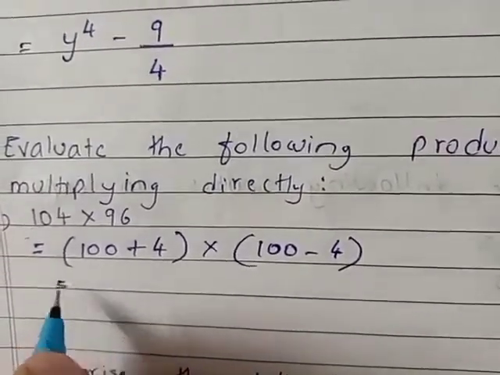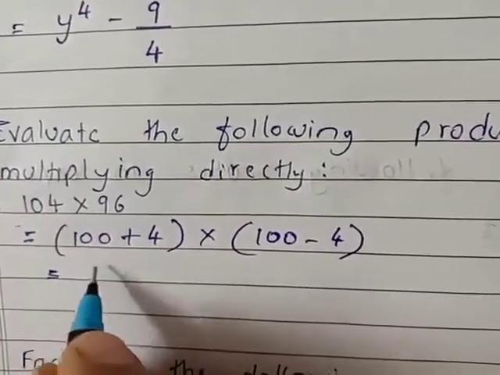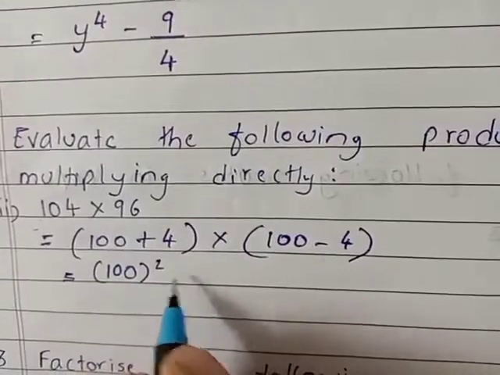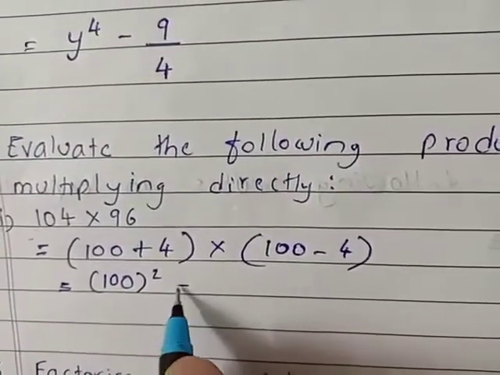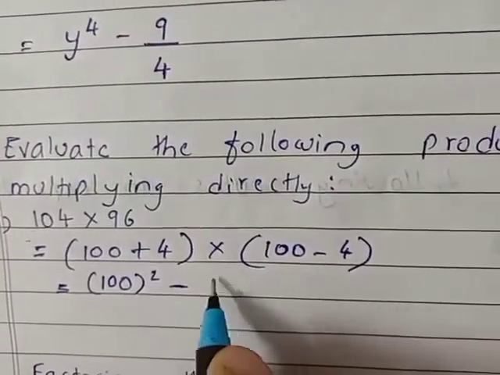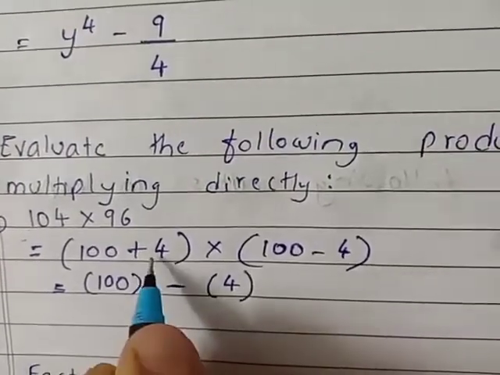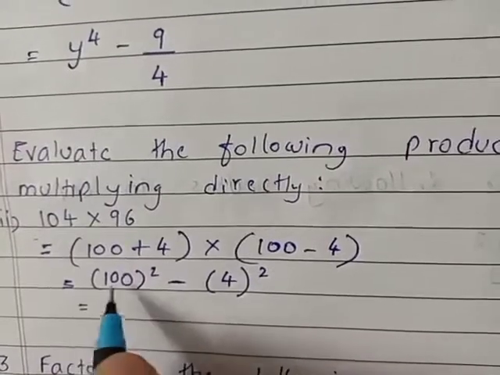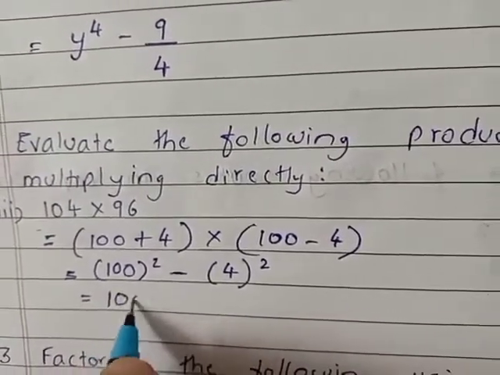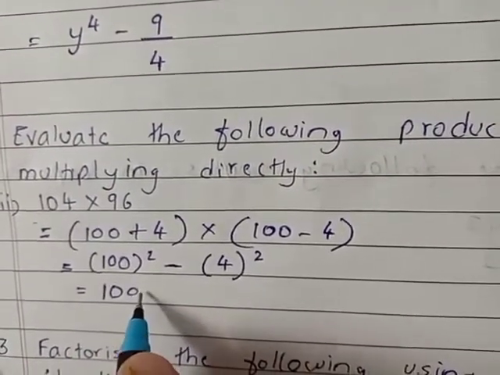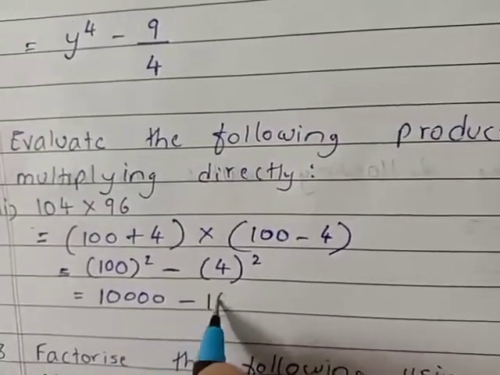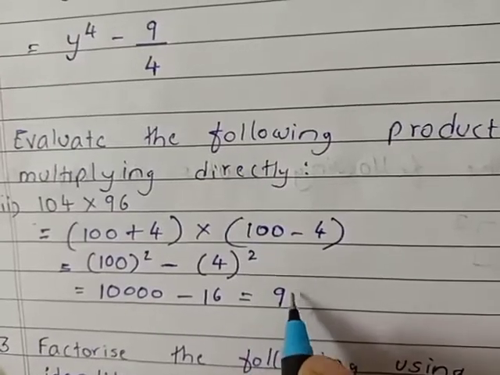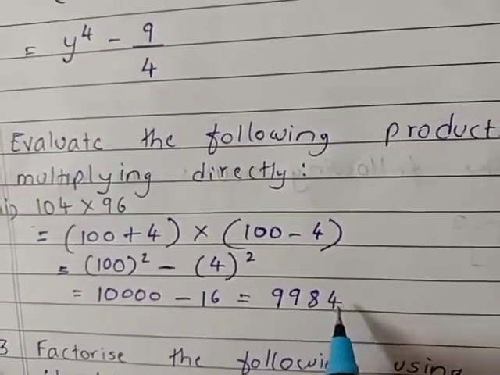So this will be a square, that is 100 square, minus b square, if you remember that formula. A square minus b square. Here b is 4, so 4 square. Now 100 into 100 is 10,000 and 4 square is 16. So what is the answer? 10,000 minus 16 is 9984.